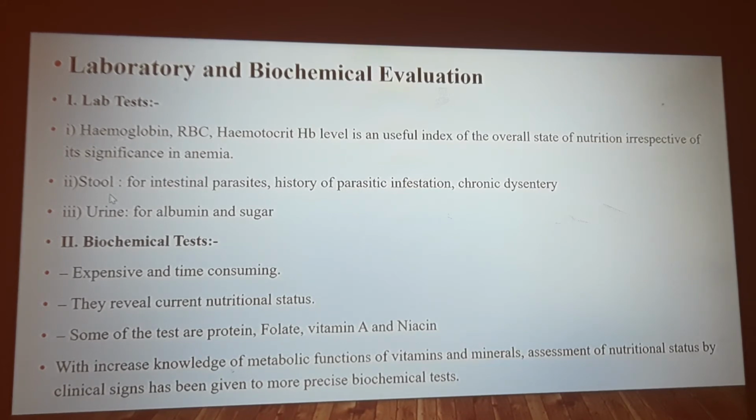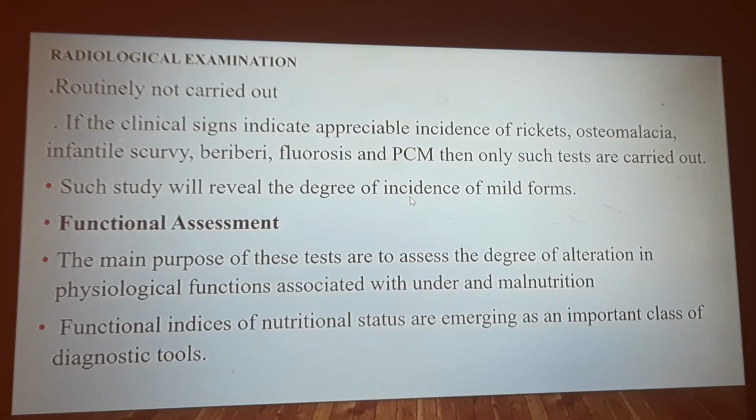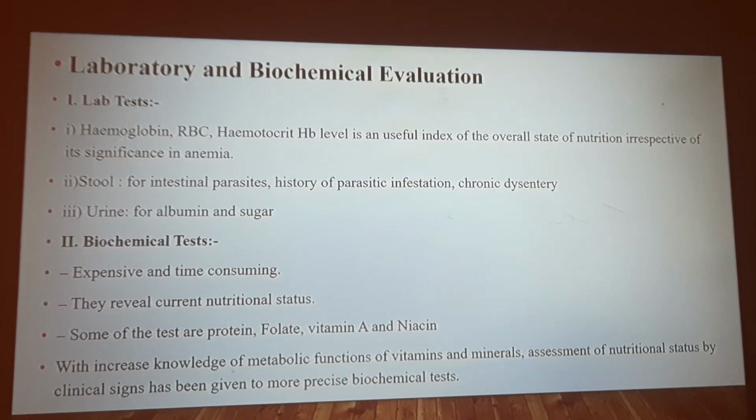Then the stool test. Through the stool test we can find intestinal parasites, or a history of parasitic infections or chronic dysentery. Then the next one is the urine test, where we can do an albumin and sugar test. Through all these laboratory tests we can assess the nutritional status.